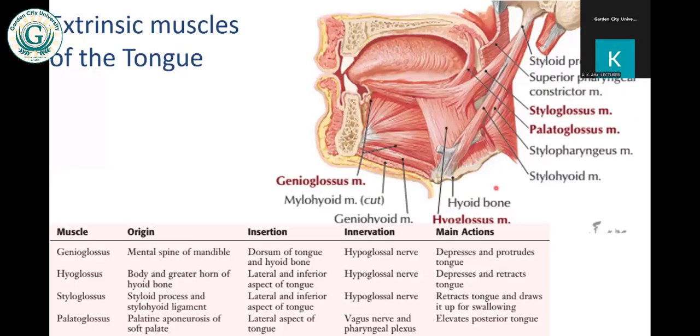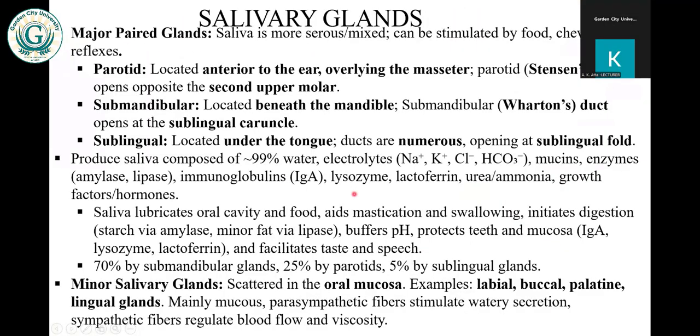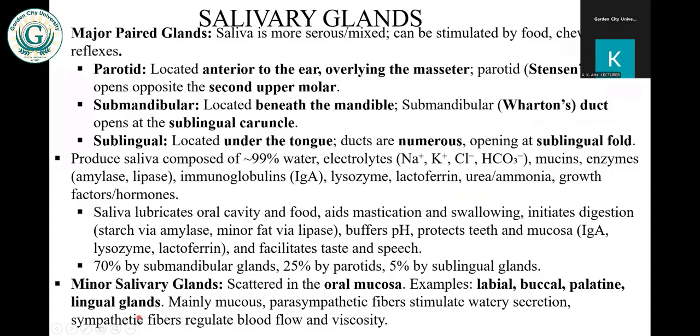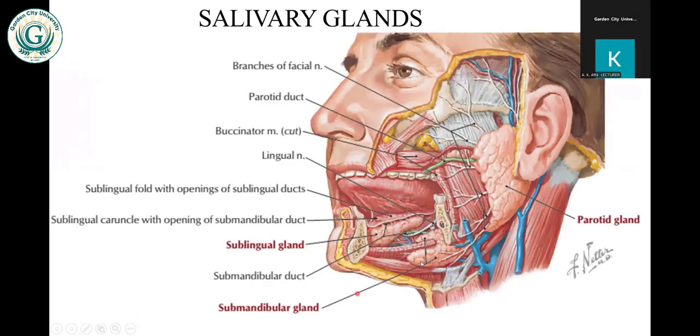We looked at the extrinsic muscles of the tongue: the styloglossus, palatoglossus, hyoglossus, and the genioglossus. We looked at their innervation, that they are all innervated by cranial nerve 12, except, of course, the palatoglossus. We explained the role of the tongue in the digestive process. We also looked at the salivary glands, the parotid, the submandibular, and the sublingual.